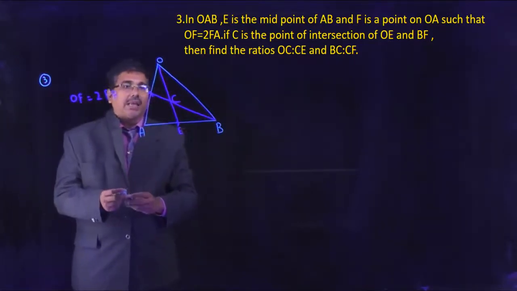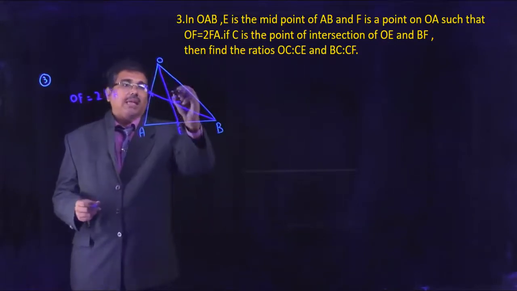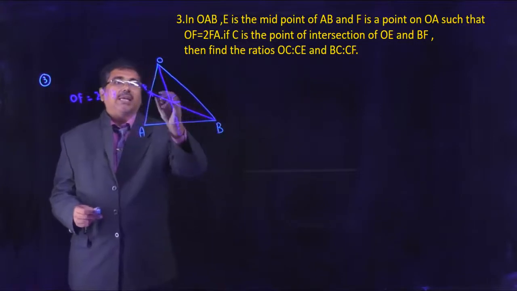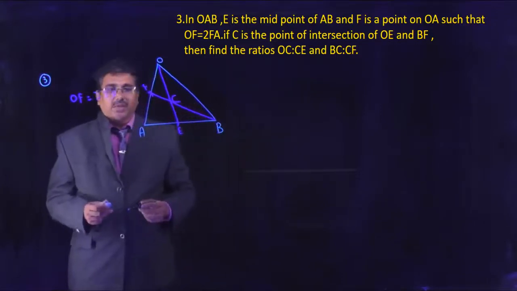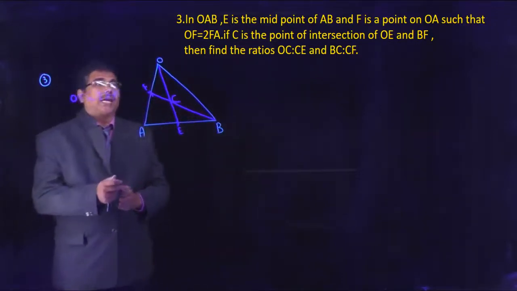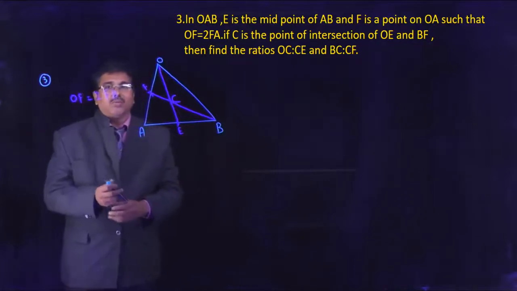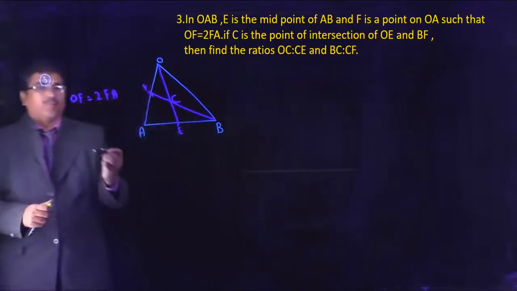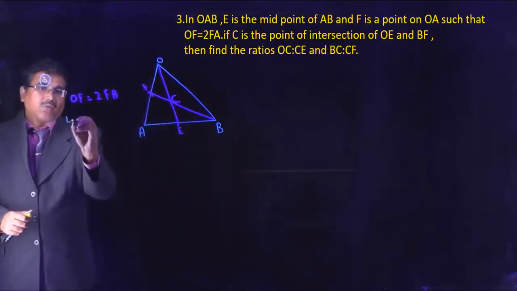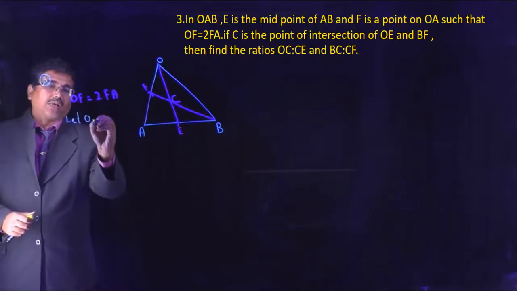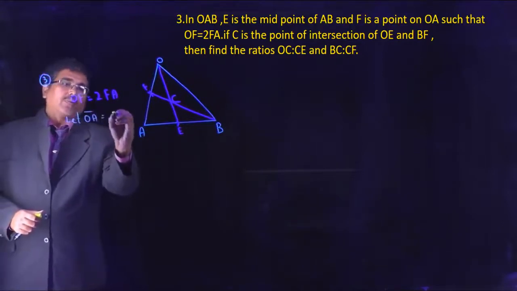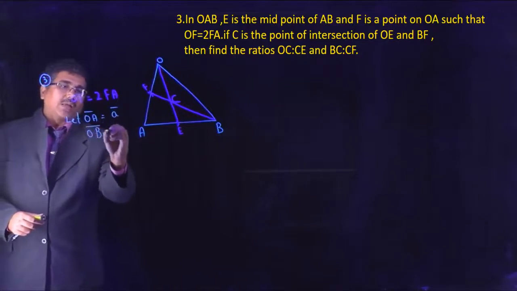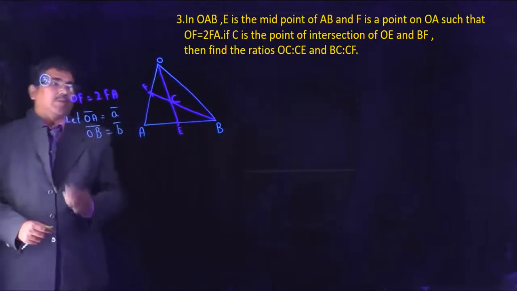Then find the ratios OC is to CE and BC is to CF. Right. This is a triangle OAB. Let OA bar be equal to a bar, and OB bar be equal to b bar.